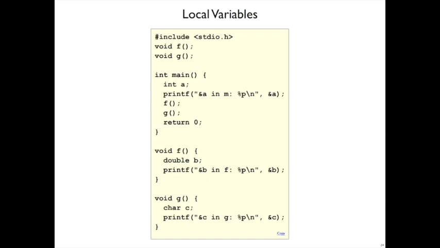To see how the stack is used for local variables, I have this program that in main I print the address of a local variable A, and then I call f and g. Each of f and g has a variable, either a double or a character, and it prints out the address of those variables.